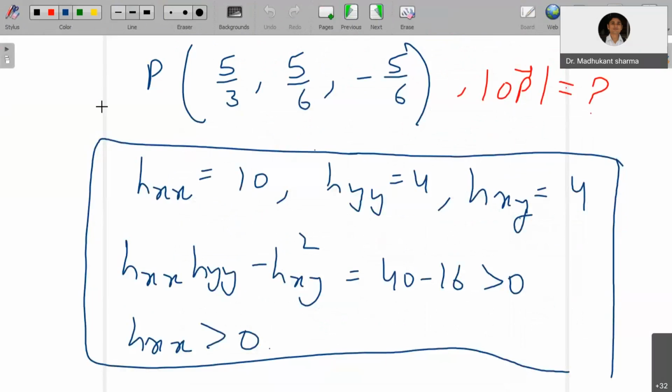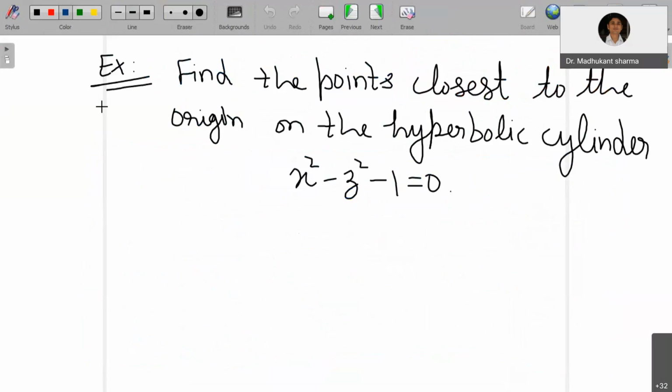Okay, so let's look at another example. Find points closest to the origin on the following hyperbolic cylinder. How will you do that? Again, you may follow the same approach that we have just now followed. So we are trying to identify it by similar logic.